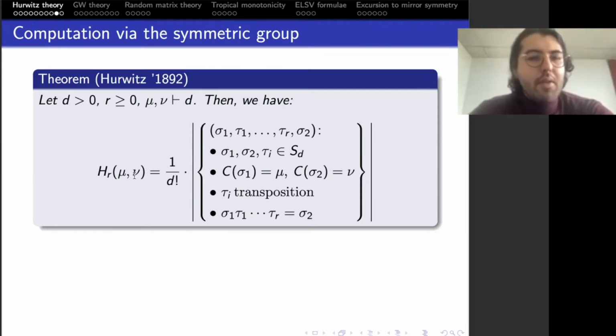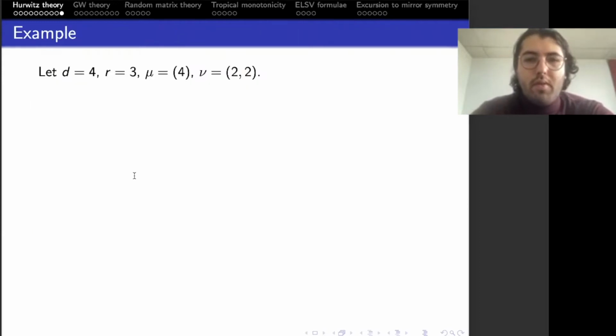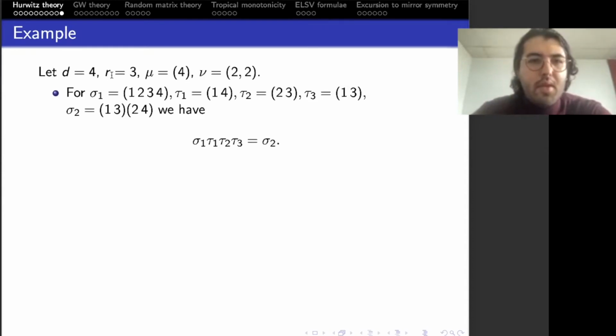All right, so let's use this to show how to compute a double Hurwitz number. We fix the following data. Let D be equal to 4, R is equal to 3. We take a partition mu of 4, and a partition nu which is equal to 2, 2, which is also a partition of 4. This is the discrete data that we fix. Let's look at one possible tuple, sigma 1, tau 1 to tau 3, because we have R equal to 3, and then also sigma 2. Let sigma 1 be equal to (1 2 3 4). Tau 1 is equal to (1 4). Tau 2 is equal to (2 3). Tau 3 is equal to (1 3). And sigma 2 is equal to (1 3)(2 4).